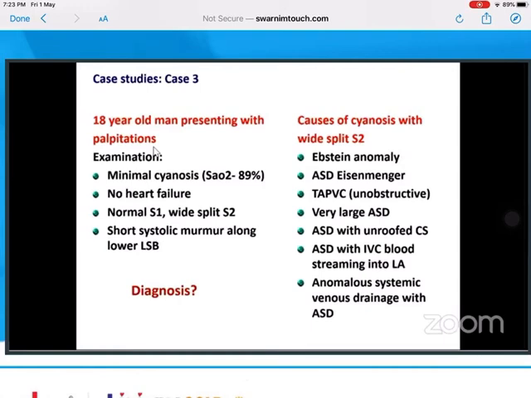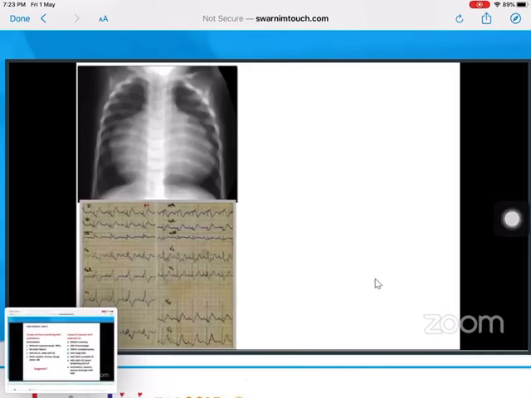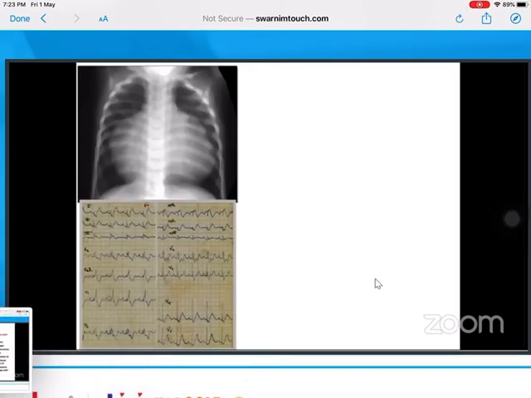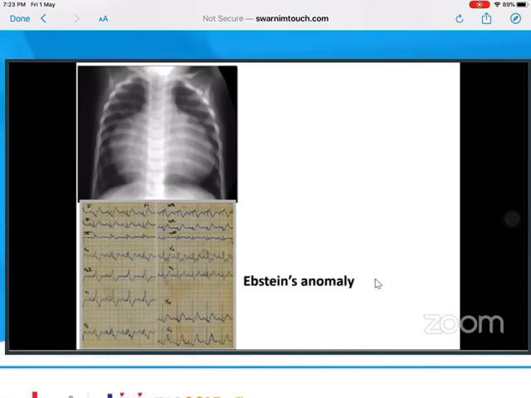TAPVC unobstructed can also give you widely split second heart sound. And then there are rare conditions like ASD with IVC blood streaming into LA or left SVC going into coronary sinus. And rarely anomalous systemic venous drainage can also give you cyanosis when there is an ASD also. So this is cardiomegaly, quite a big heart, but the patient is not in failure. And the ECG is quite typical of Ebstein anomaly. So X-ray and ECG almost give you the diagnosis right there and then.